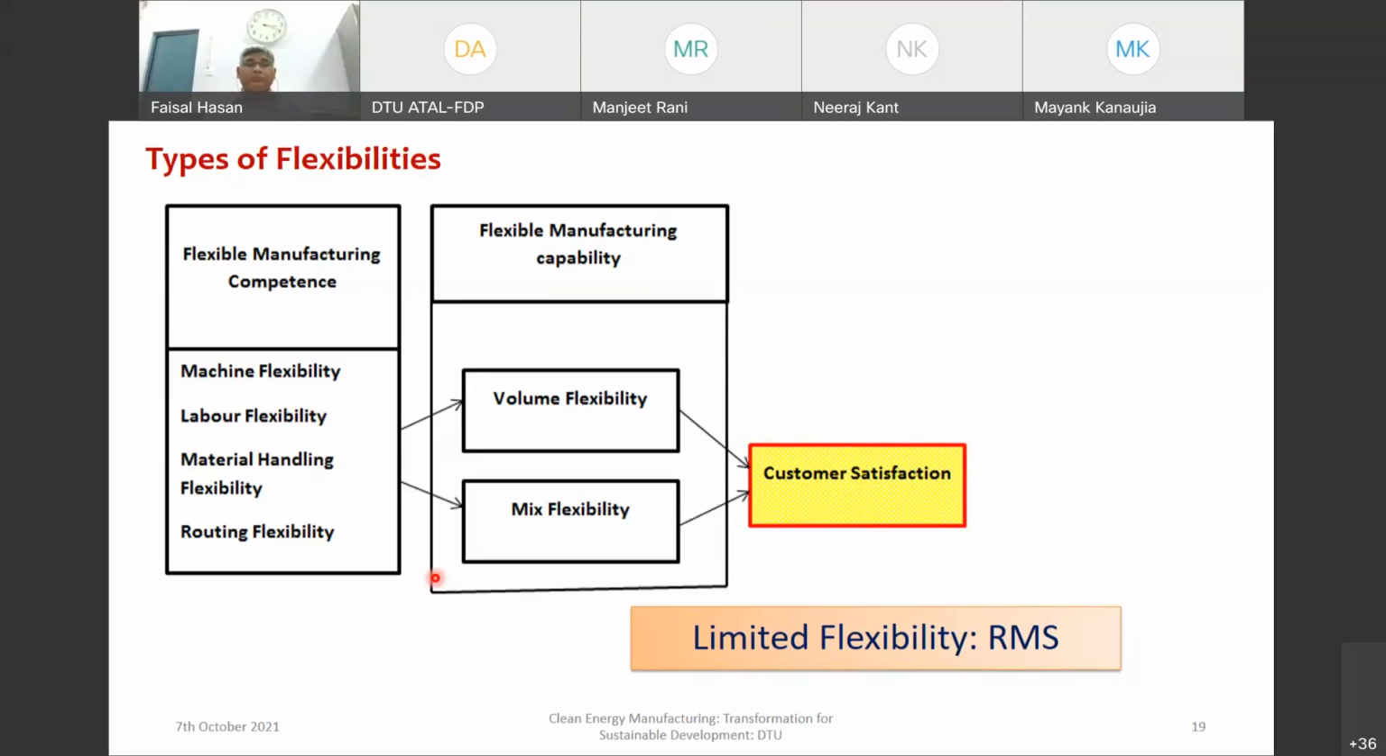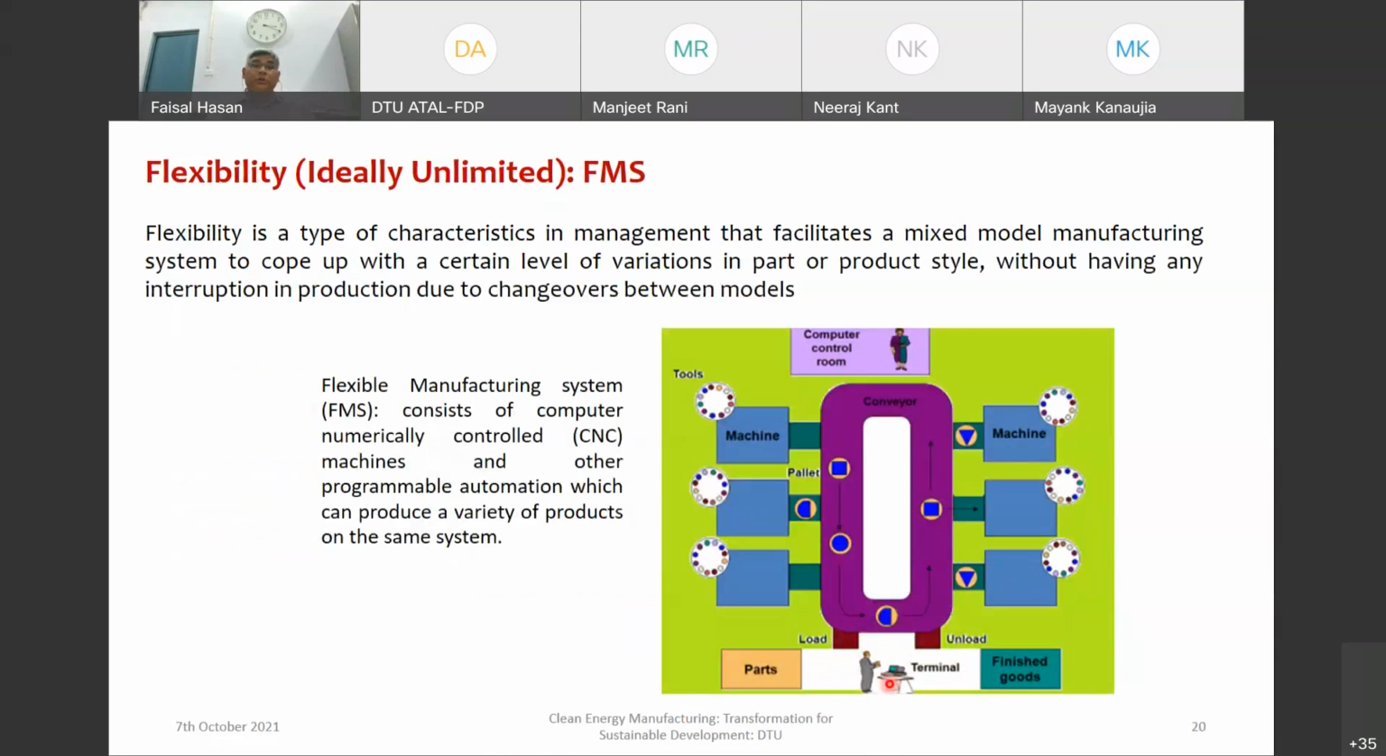So when it comes to flexibility, as I have told you, what we want in a reconfigurable manufacturing system is not 100% flexibility. We are just talking of some limited flexibility. Now, this is a typical system which represents a flexible manufacturing system. As I said, the development of flexible manufacturing systems is much earlier than that of reconfigurable manufacturing systems. Even nowadays, it's very hard to find any reconfigurable manufacturing system.